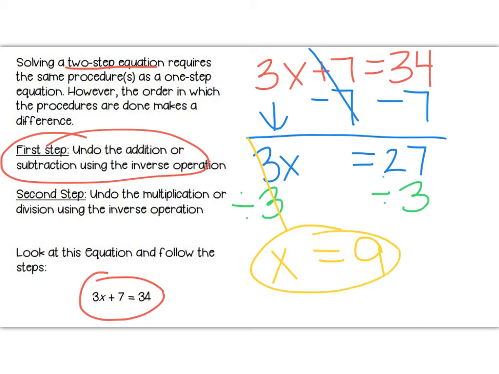So let's check to see if that works. If we go back to the original problem, which is this right here, I would need to first multiply 3 times 9 because x is 9. So I need to multiply 3 times 9 and I would get 27, and then add 7 to 27 to get 34. So we know that this answer is correct.